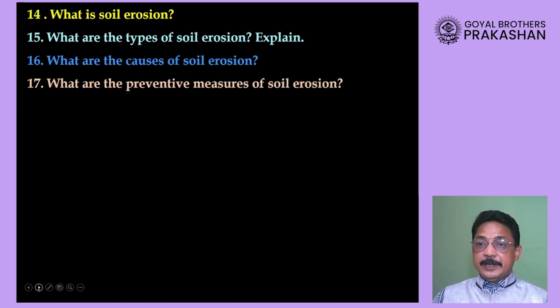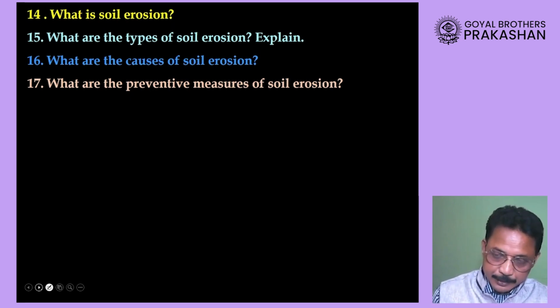Next question is, what are the measures? The measures will be putting a ban on deforestation. Point number two, planting more trees. Point number three, constructing bunds in the gully and allowing grass to grow in the gullies. Point number four, controlling overgrazing. Point number five, carrying out terraced farming or constructing bunds on the slopes of hills and mountains. These are some of the methods of preventing soil erosion.